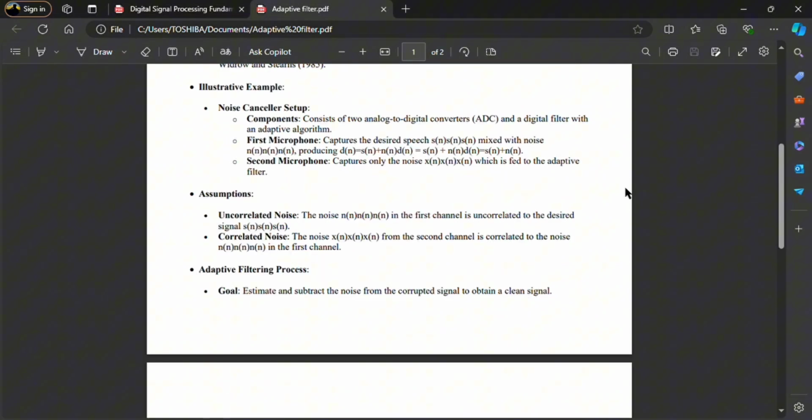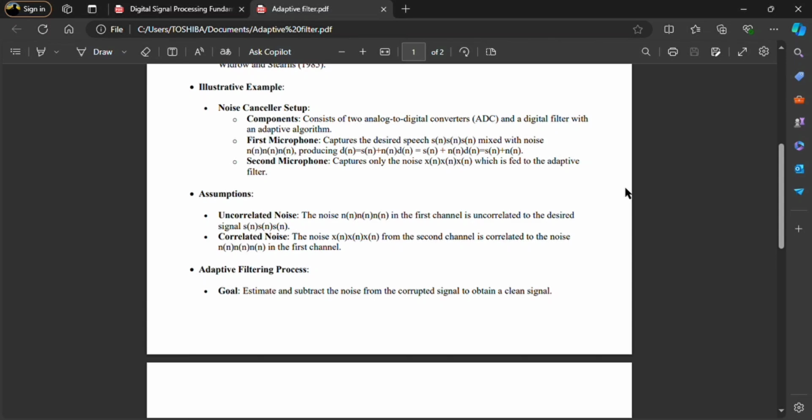Here we are discussing two assumptions: first is uncorrelated noise and then correlated noise. The noise in the first channel is uncorrelated to the desired signal. The noise in the second channel is correlated to the noise in the first channel.